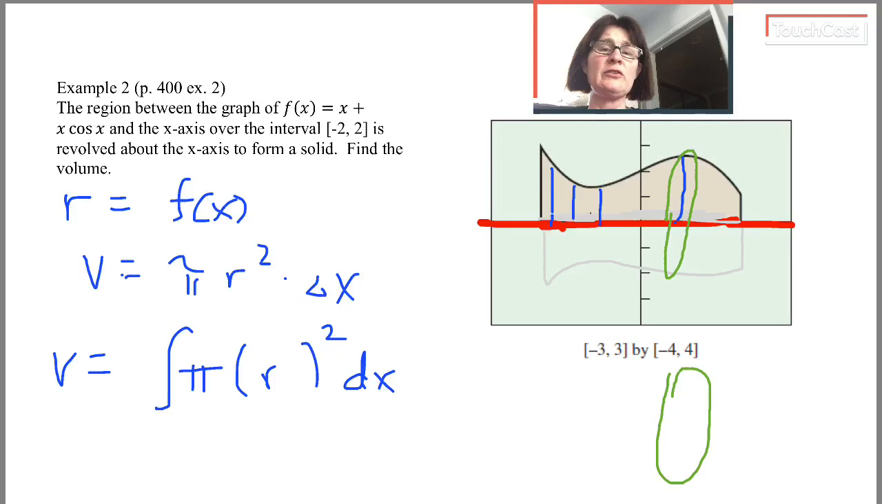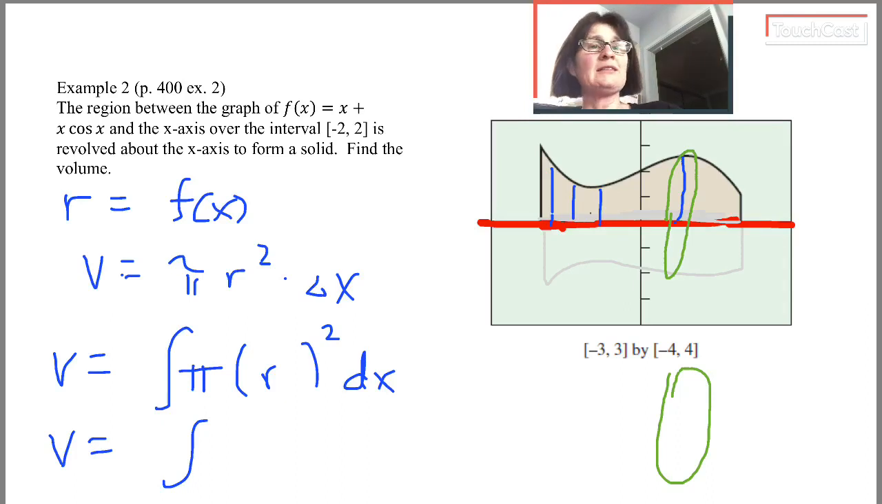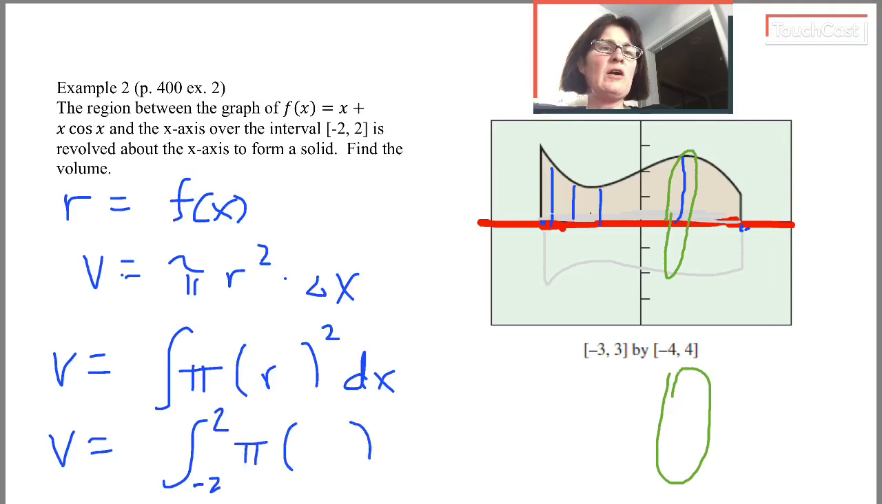If you're ready to write the integral, go for it. You're going to write volume is the integral from, my integral is in terms of x, so I need x limits. It's going to be from -2 to +2. This time they told me the limits. Pi, instead of r, I'm going to use f of x squared dx.